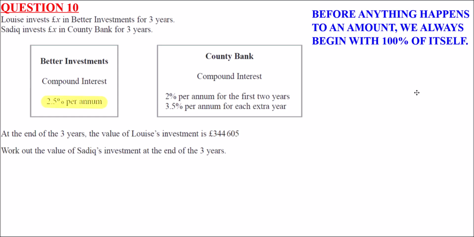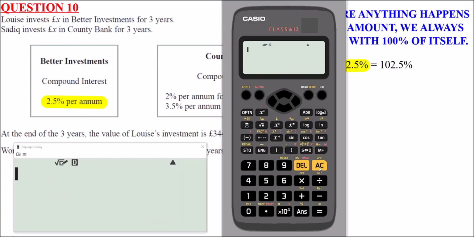So for Better Investments, we get 2.5% per annum. Percent interest means it gets added on to the 100%. Interest is added on, not taken away. So 100% plus 2.5% means that after it's been compounded, the balance in Better Investments after 1 year would be 102.5% of its original self.